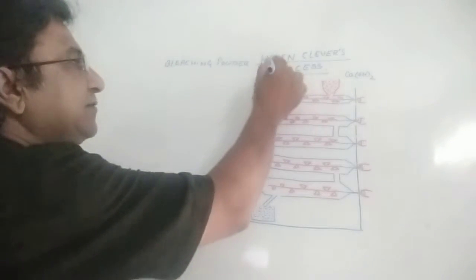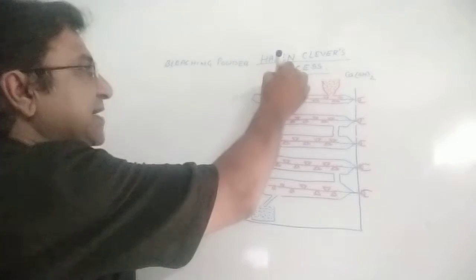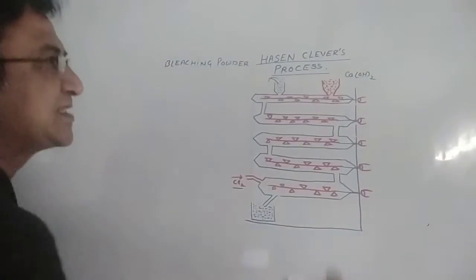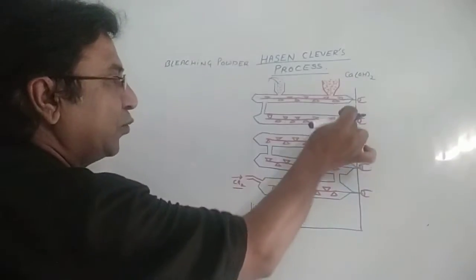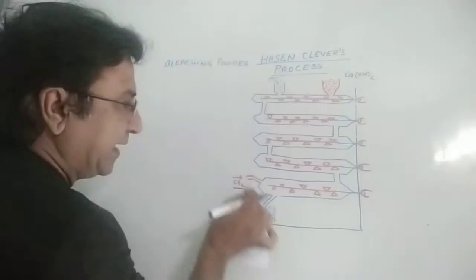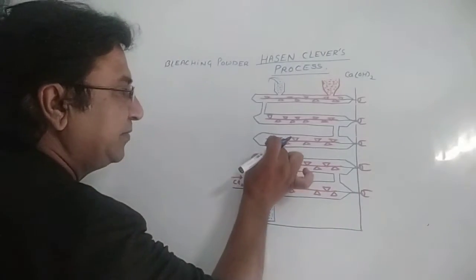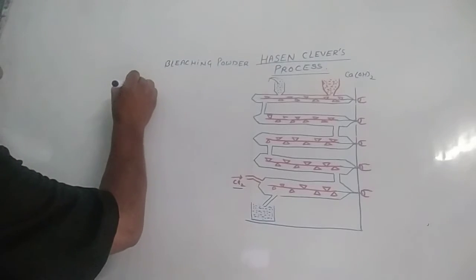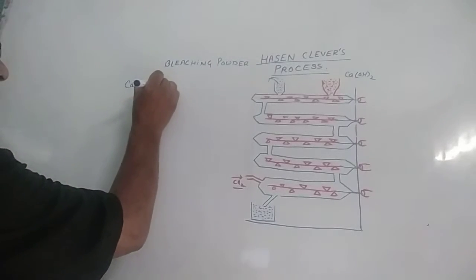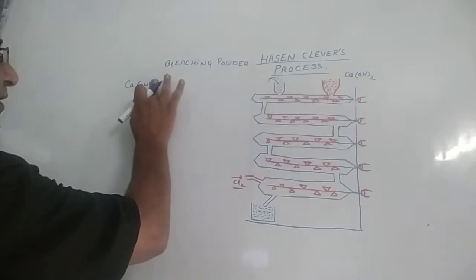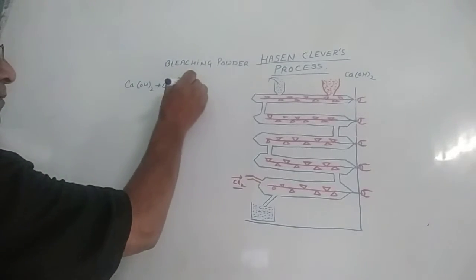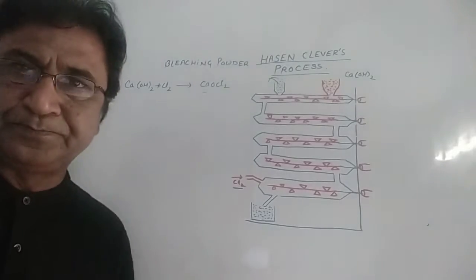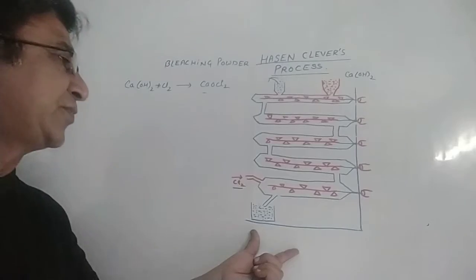This particular portion is where the waste gases go outside. So slaked lime is coming down from one cylinder to another, right? And from here the chlorine is entering from down to up. Both combine together in the system to form calcium oxychloride, which is basically bleaching powder. So this is Hesse-Clever process.